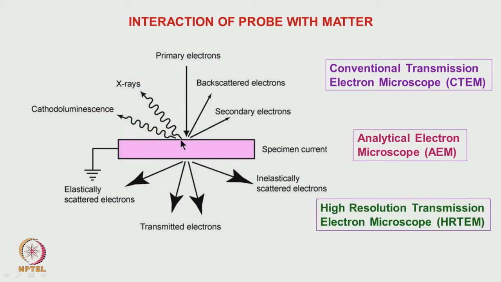Then another is that, depending upon the resolution of the microscope, if the resolution is smaller than the spacing between atoms in the sample, about less than 1 angstrom, then we will be able to resolve atoms in the sample in the image. This is called a high resolution transmission electron microscope.